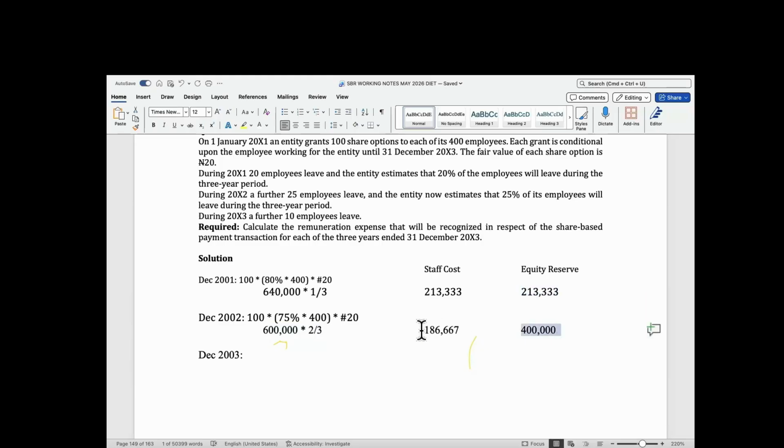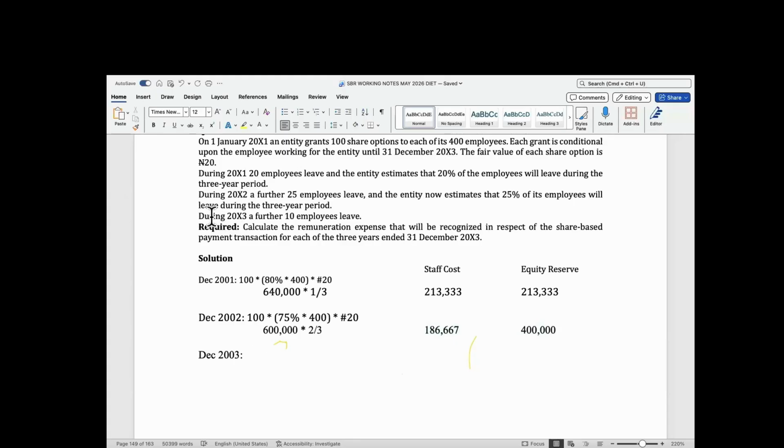So for me to know the expense for this year alone, what they have worked for this year, I just look at the increase in the reserve. It increased from this to this. If you get the difference, it should give you this. That's how we got it. Thank you very much. I'm fine. Okay, good.